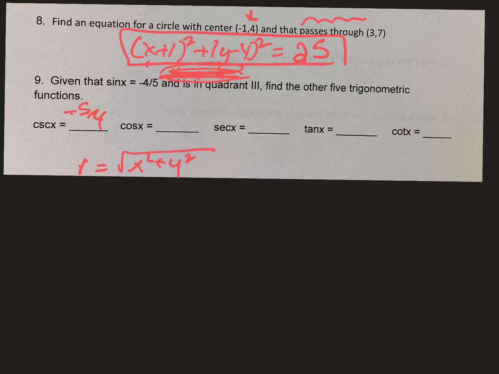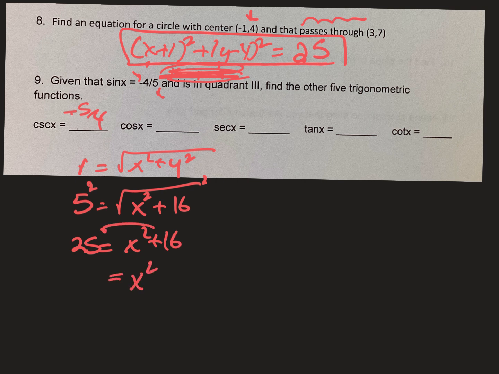All right, now, remember sine is y over r, so r is 5. And I know I need x squared. I know y because sine is y over r. So negative 4 squared would be 16. I'm going to square both sides right there. That's 25. That's just going to be x squared plus 16. Move that 16 over, you get 9.